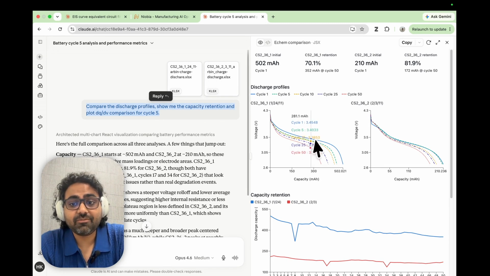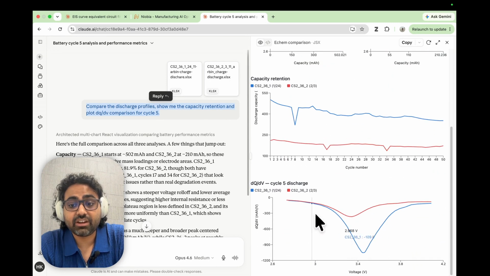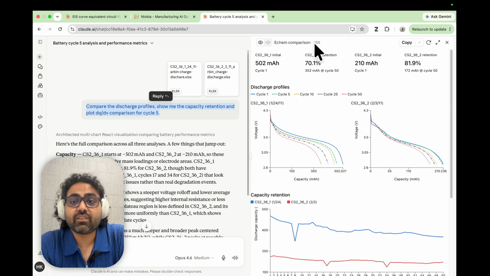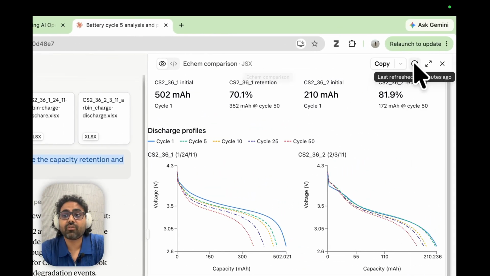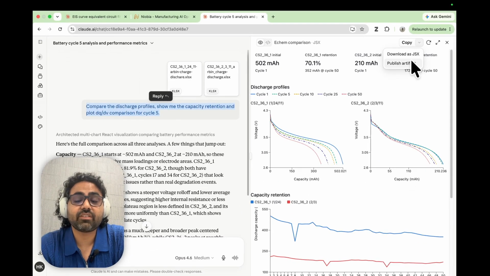Here, it did give me a much more interactive file, which here in the DQ/dV curve, I can actually see that there's a voltage difference. There's a voltage shift between the two cells. It's a JSX file, so again, I don't think I can just export it and use it for other things. I can publish it as an artifact or download as JSX.